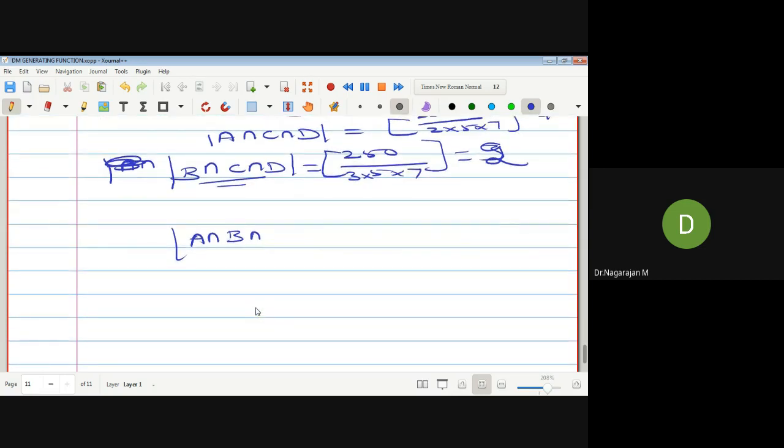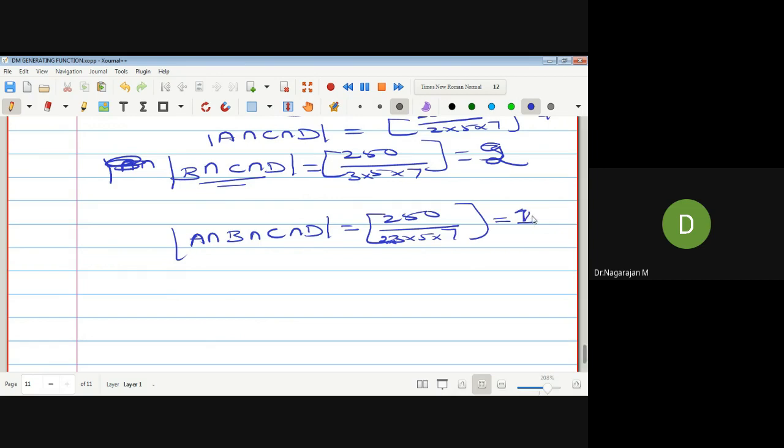Now the combination of all values, A intersection B intersection C intersection D, that is equal to 250 divided by 2 into 3 into 5 into 7. 6 into 5, 30 into 7, 210. 210 divided, only 1 is possible. Eliminating the decimal place, 1.19, sir. 1.19 means we use only 1.